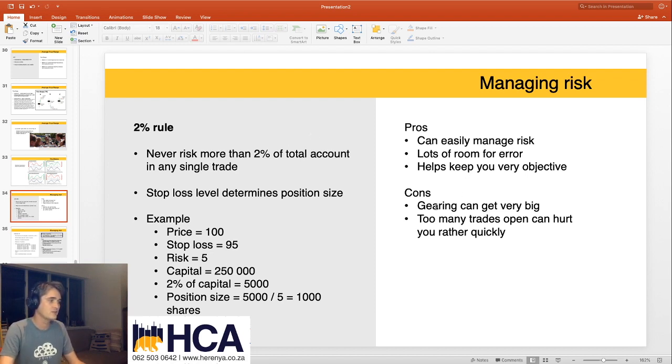Cons are that you can gear too big, because sometimes you use 10% margin, or if it's forex, like 1% margin or whatever it is, and you end up with like 20-30 different positions, and you have way more exposure than you have money. And then one move, one highly correlated move amongst all your positions wipes you out, and that is obviously a problem. So the pros are it's very easy, right?